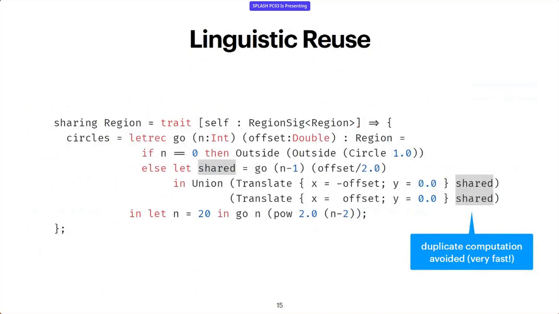And let's go back to the issue of linguistic reuse. So in the CP, the compositional embeddings, the let sharing is also available. Linguistic reuse is automatically achieved in our compositional embeddings, just like the shallow embedding. So here, the shared won't be calculated twice because of the let sharing in the host language. And the evaluation of the whole program will terminate instantly.